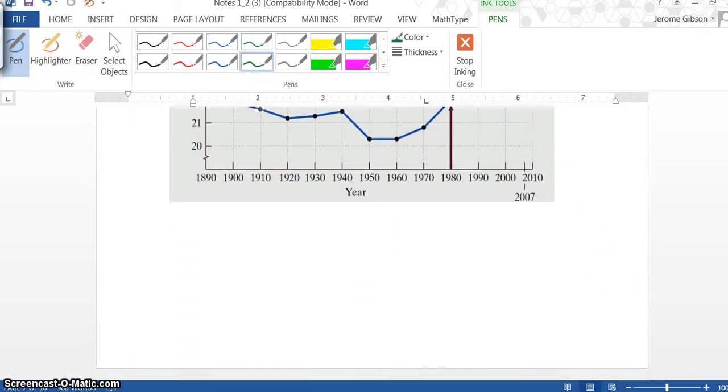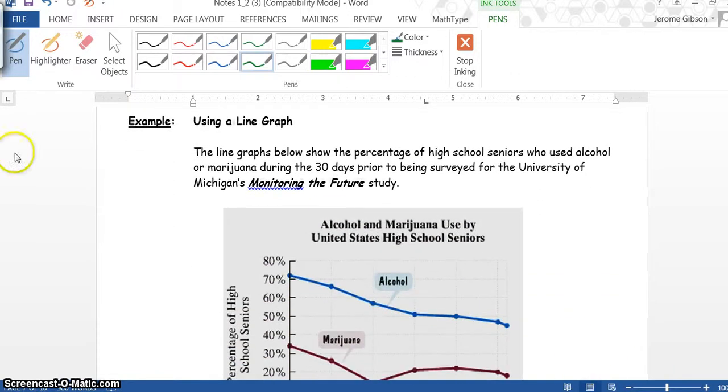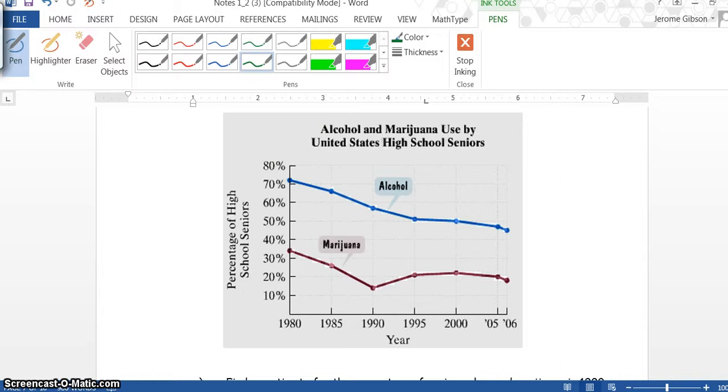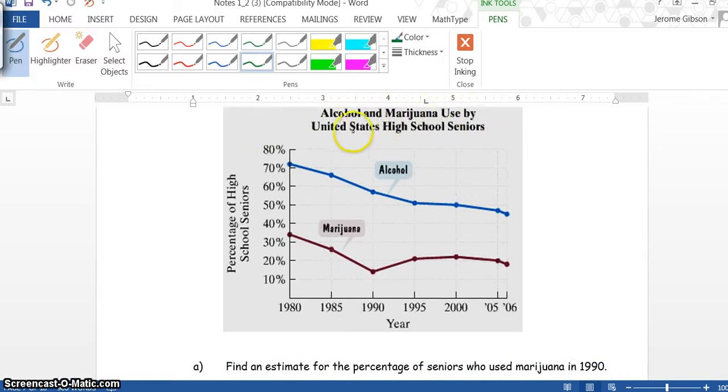Now, I want to scroll down here. It says example, using a line graph. The line graphs below show the percentage of high school seniors who use alcohol or marijuana during the 30 days prior to being surveyed by the University of Michigan's Monitoring the Future study. Now it says alcohol and marijuana use by United States high school seniors. Now we have marijuana use from 1980 to 2006, and also alcohol use from 1980 to 2006. And if you notice, there's no break here, so this goes from 0 to 10% and so on. And it goes by the average of 10s here.